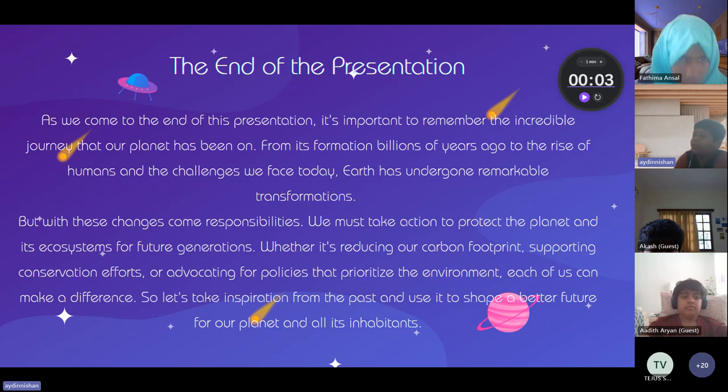Whether it's reducing the carbon footprint, supporting conservation efforts, or advocating for policies that prioritize the environment, each of us can make a difference. So let's take inspiration from the past and use it to shape a better future for our planet and all its inhabitants.